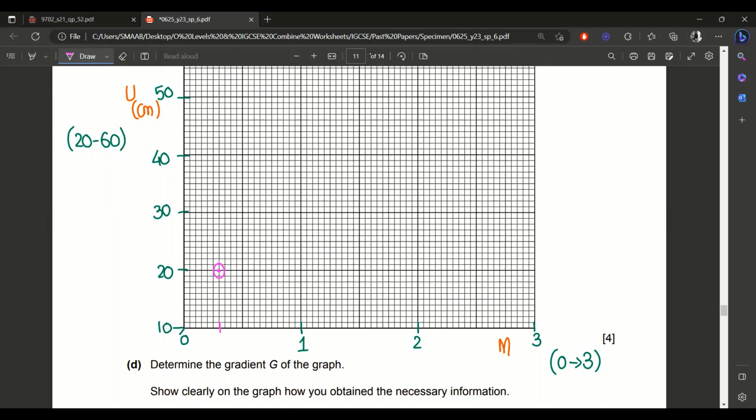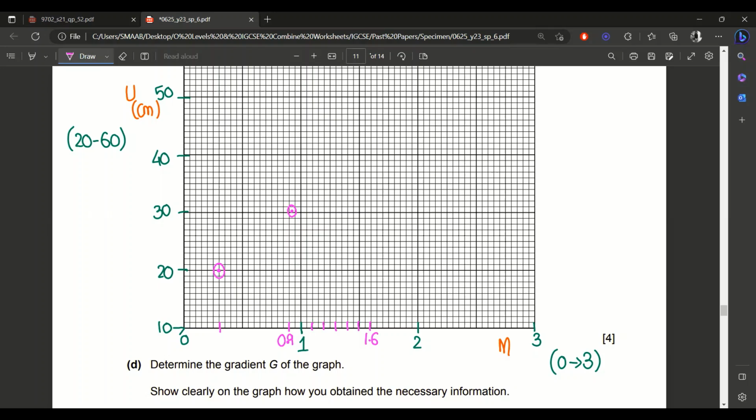And the second value is 30 and 0.93. So 0.93 is almost between these 2 points, right? Because this is 0.9 and this is 1, so the value will be in between 0.9 and 1. And we have to mark on 30, so let's mark around over here, right? And next we have 40 and 1.6. So 1.6 will be over 1, 2, 3, 4, 5, 6. So this is 1.6.